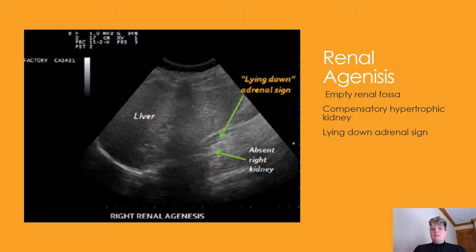The other thing that you might see, and this is probably going to be a little bit more apparent in our pediatric population, is called the lying down adrenal sign. Normally our adrenals are a little bit more triangular shaped, but kind of folded in on one another. When the kidney is gone, but the adrenal gland is still formed, it lengthens out and lies down.